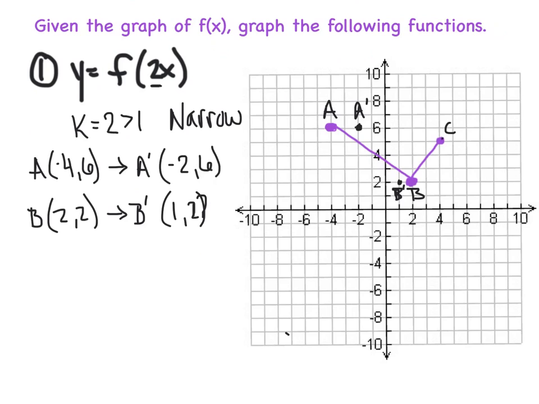And then C is at 4, 5. By the time I divide the x-coordinate by 2, that's 2, 5. And 2, 5 right there, that's C prime. So notice my new graph, significantly more narrow than the original one.